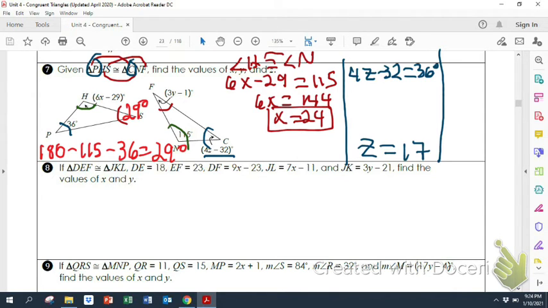And we also know that angle S corresponds to angle F right there. So we can do 29 degrees is equal to 3y minus 1, or we can say 3y minus 1 is equal to 29 degrees. And if you go ahead and solve that, you will find out that y is equal to 10.